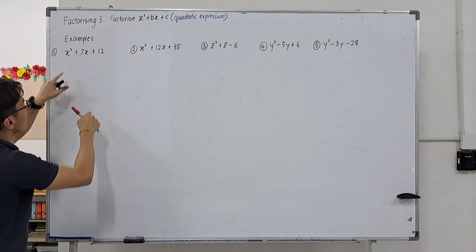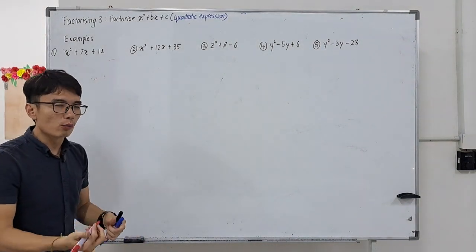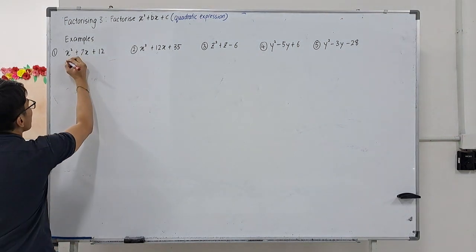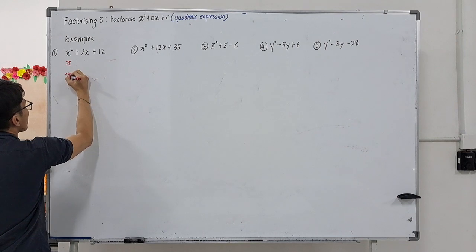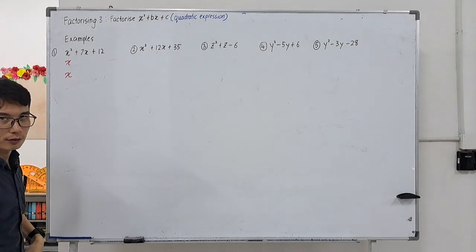Now, let's begin from here. How do I get x squared over here? What multiplied by what gives you x squared? There's only one option over here, which is x multiplied with x. Correct or not? x times x will give you x squared, right?